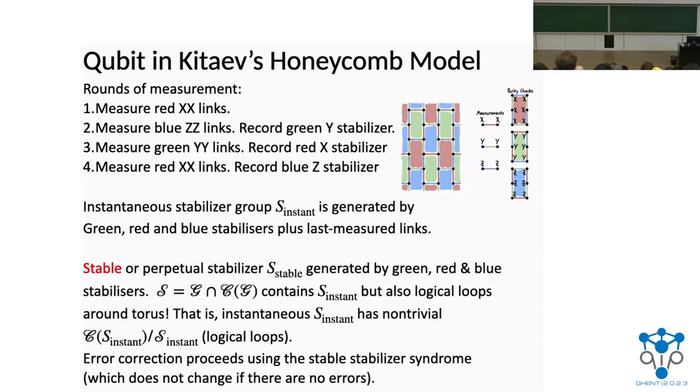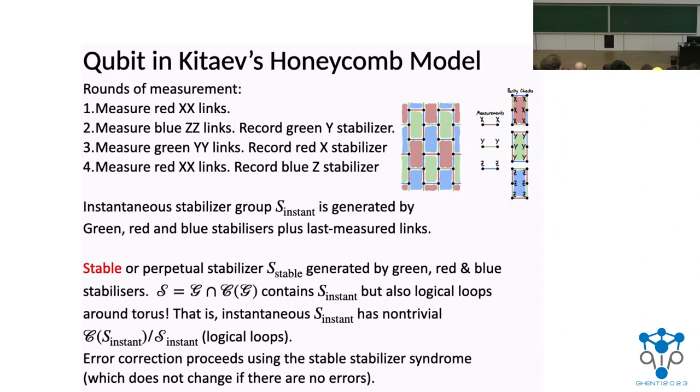But then you can talk about the instantaneous stabilizer group. That includes the stabilizer plus the last measured links, right? Because you just measured, so you're now in the +1 eigenstate of those links. And that is an addition to the stabilizer. And you can say, okay, what does that code encode? Is there anything in the Pauli group that commutes with it but is not generated by it? And yes, it turns out there is.